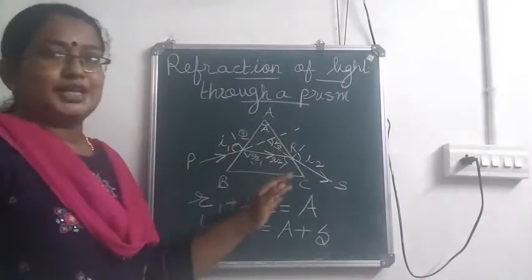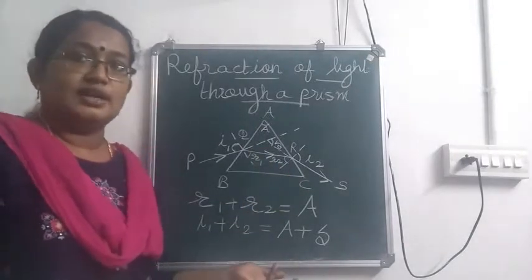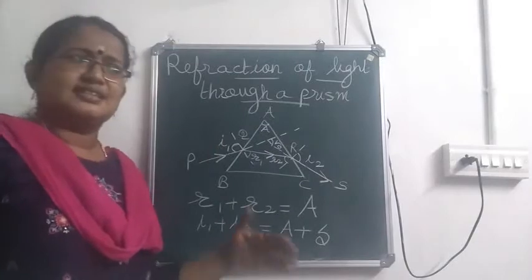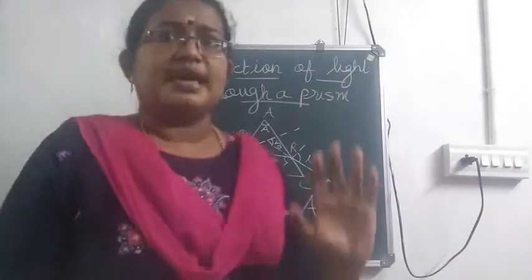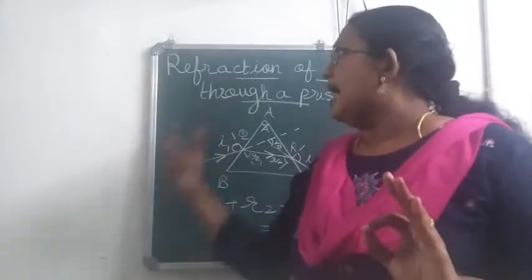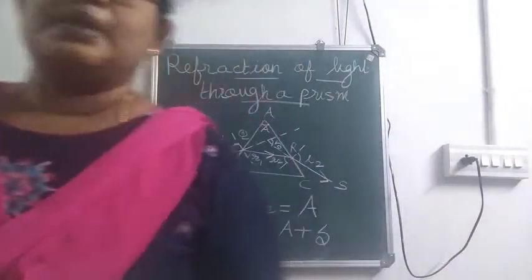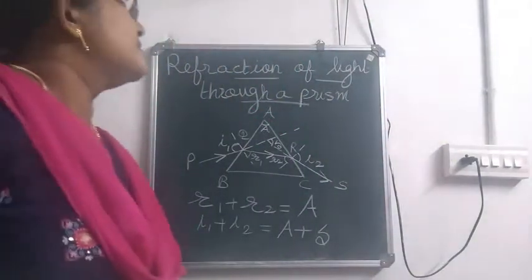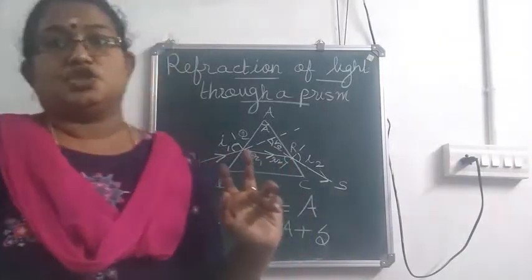And the other one, I already told you, we'll be constructing a quadrilateral with this normal and then we'll be solving it. That is the mathematical proof, no need to consider that. So, is it clear? We have discussed about a prism and refraction through a glass prism. So, is it clear? Now, the next thing is the factors on which the angle of deviation depends.